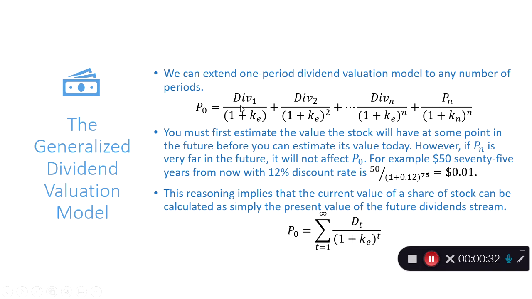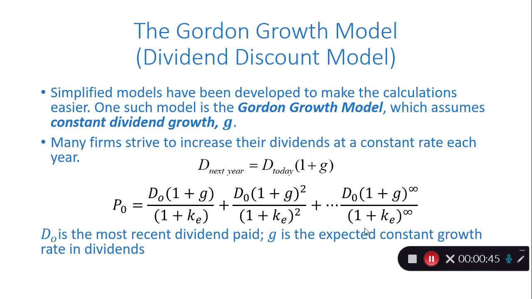The main assumption of the first model is that the dividend from each period is the same. Dt will be the same number, right? In reality, that is probably not the case. So we come up with the next model, called the Gordon growth model or dividend discount model. It simplifies the model that has been developed to make the calculation easier, and they assume that the dividend has some growth.